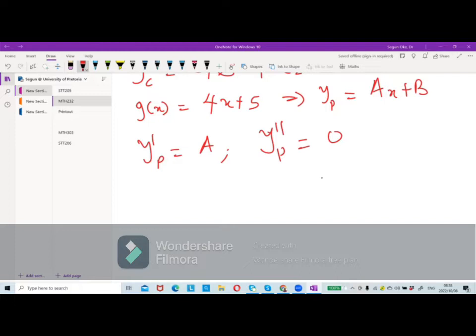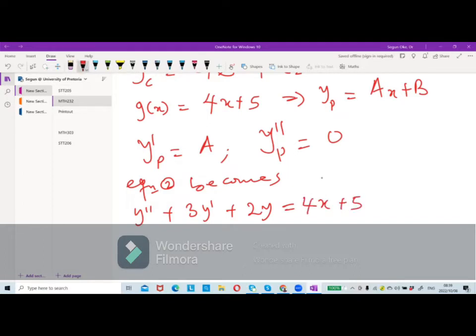So what happened to our equation? Our equation 2 becomes what? Remember, we have y prime prime plus 3y prime plus 2y equals to 4x plus 5. Are you getting it? Yes, sir. I'm with you.